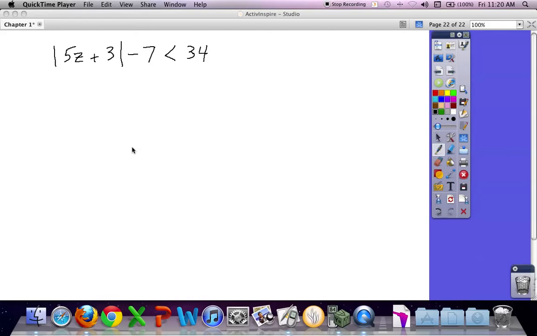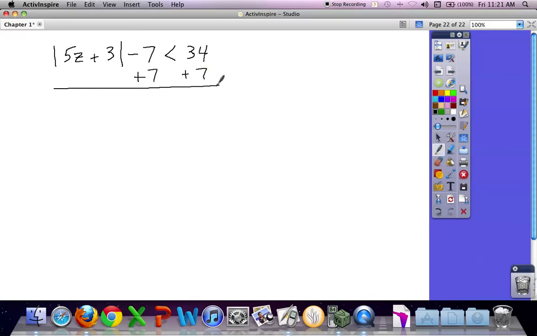Number one, this will be an absolute value less than, which is different than the absolute value greater than that we just saw. And also, before we can do anything to break down this absolute value, we notice that the absolute value is not isolated. So we need to take a step to isolate the absolute value. In this case, let's add 7 to both sides. So now we have absolute value of 5z plus 3 is less than 41.